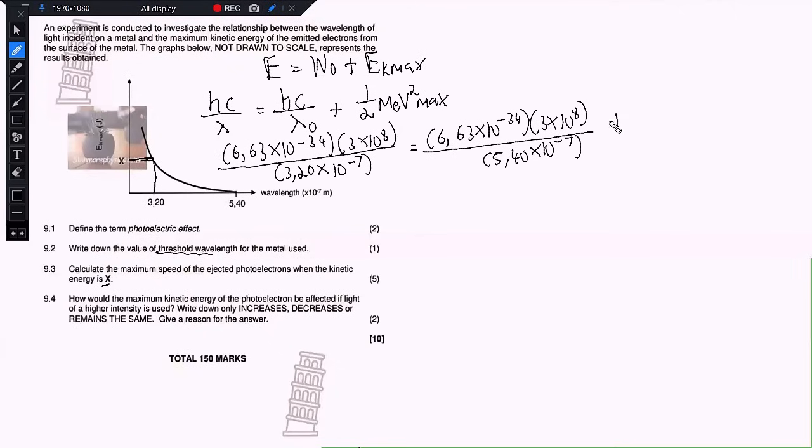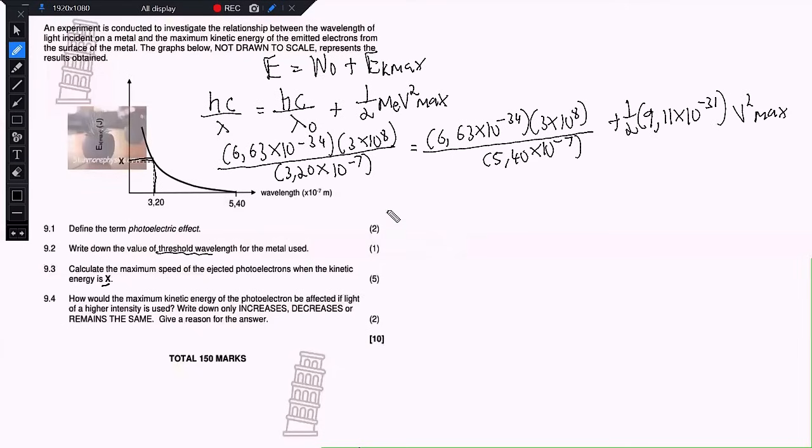So plus half the mass that we are using here is the mass of the electron. It is found in your data sheet with a constant of 9.11 times 10 to the exponent of negative 31 kg. Then we are looking for the V squared max there. Now, all we need to do right now is simply take this and transpose it over to the other side, and then do our maths quickly there.